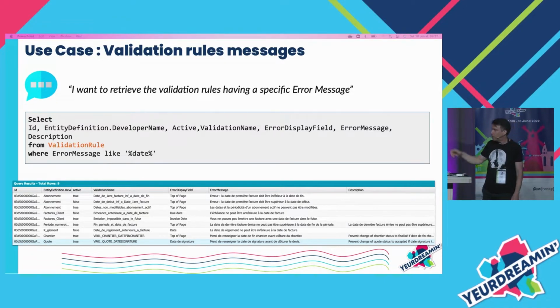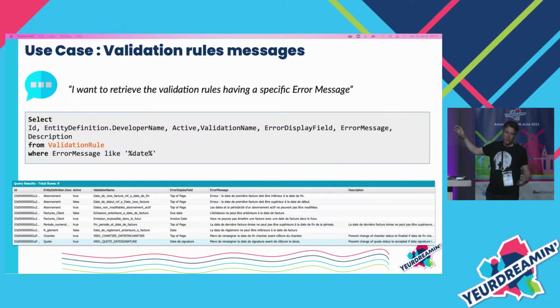Okay? So it's really something we are using on a daily basis because we have, I don't know how many validation rules, nobody knows where they're coming from, so we use this in order to find what object is concerned, what field is concerned.